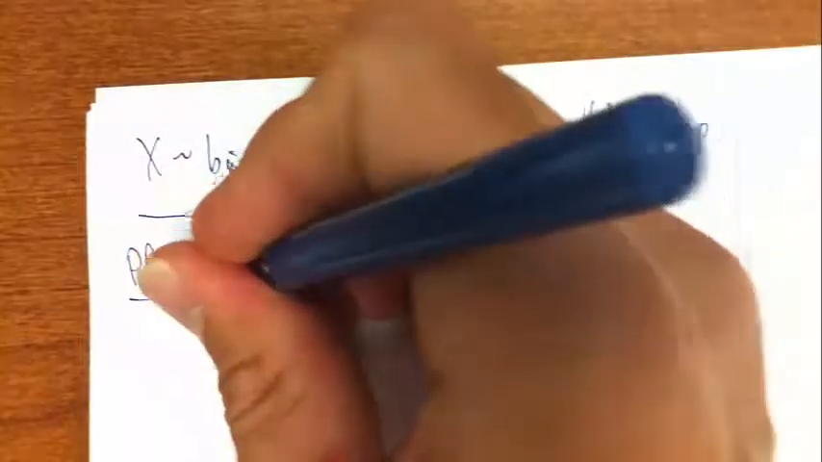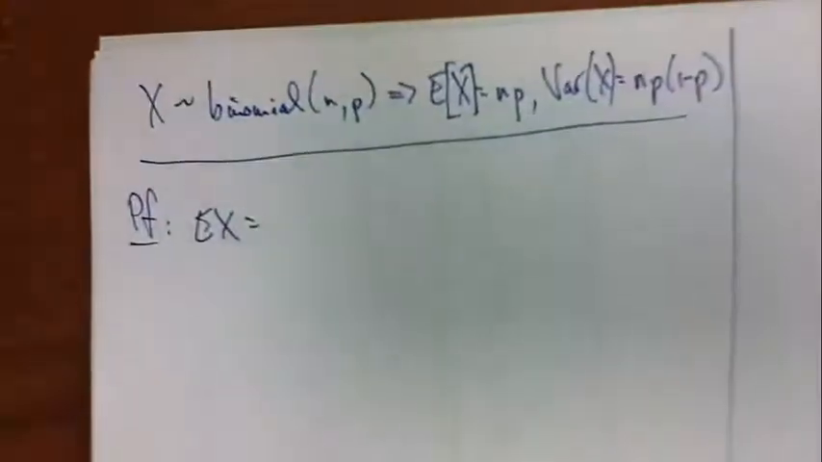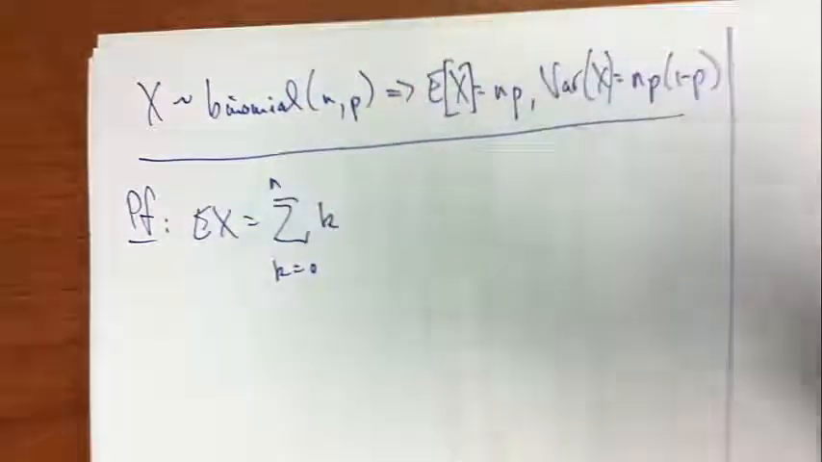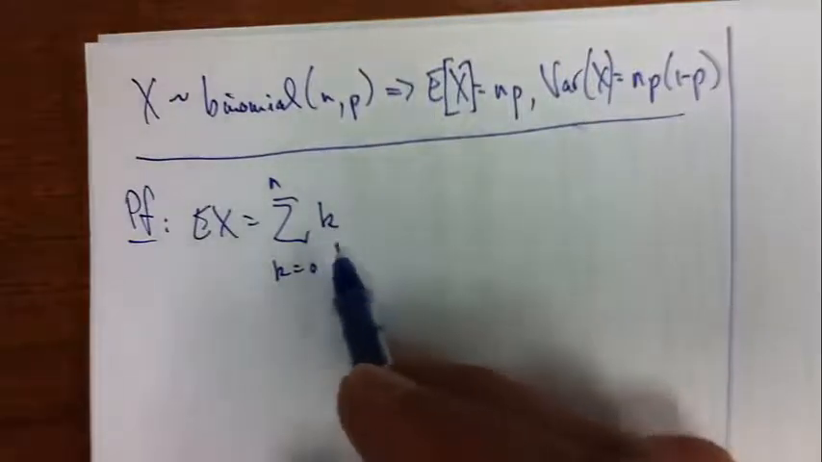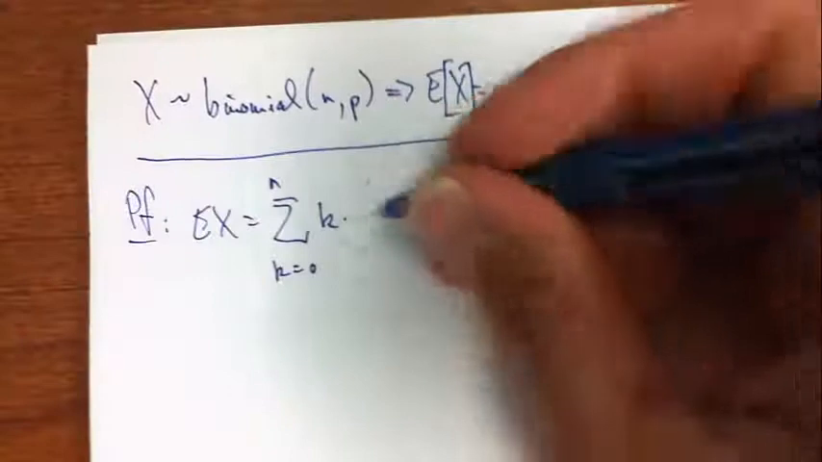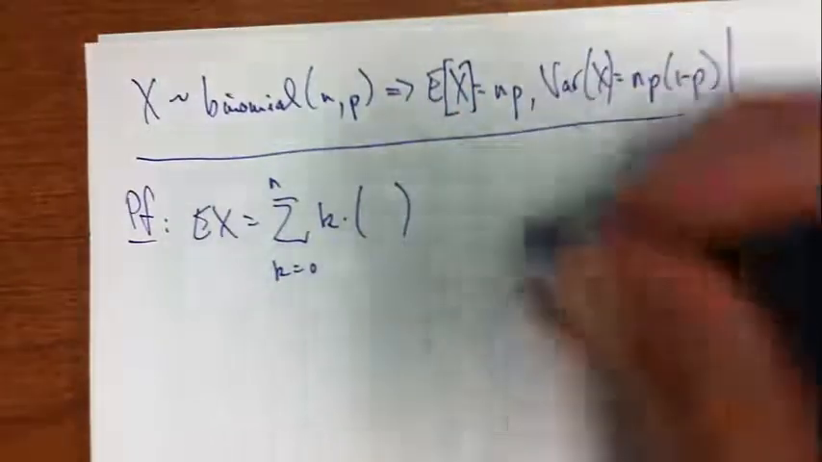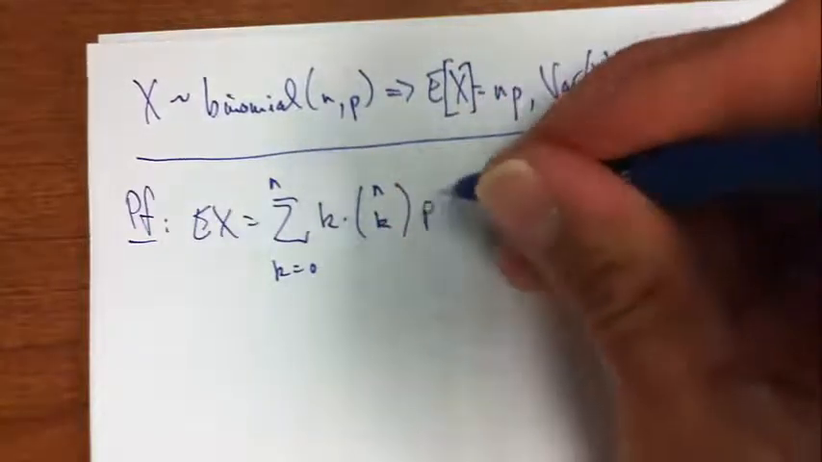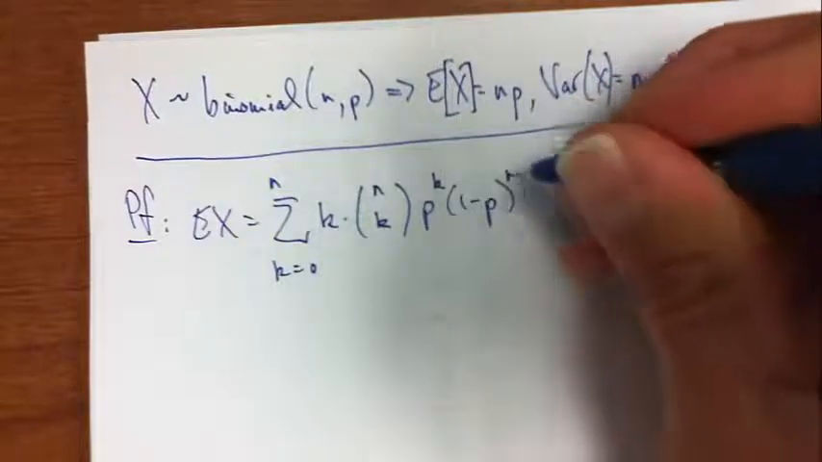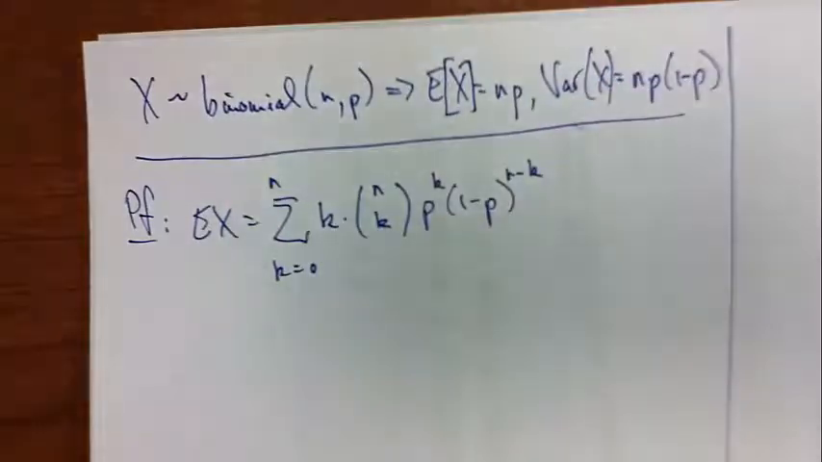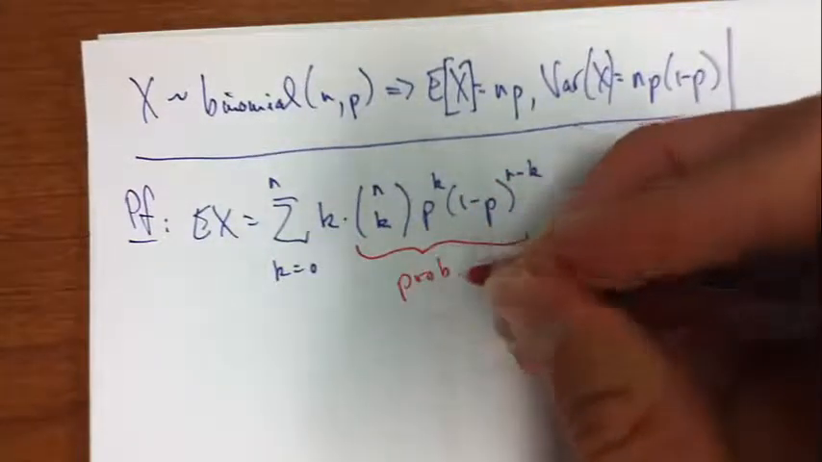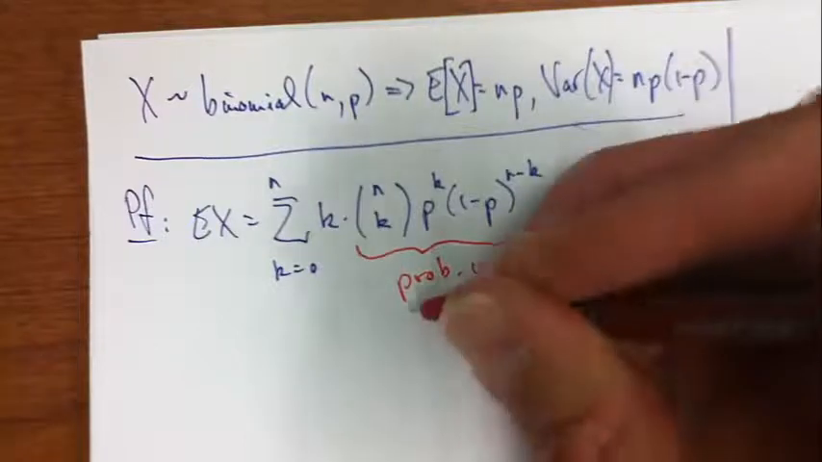Okay, so let's see. The expected value of X, I just start with the definition there. It says to take this weighted average of all the possible values that X could take on. I'll let k be my dummy variable there, and I'm going to multiply by the probability weights. What's my probability mass function for a binomial? It's n choose k times p to the k times 1 minus p to the n minus k. Again, this part is my probability weight, or probability mass function.